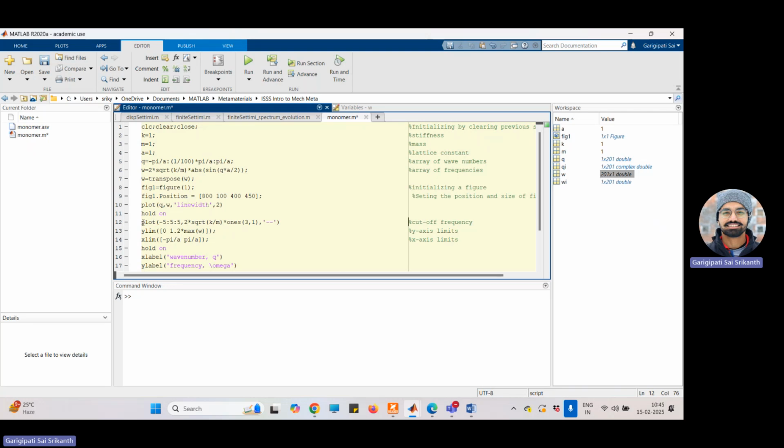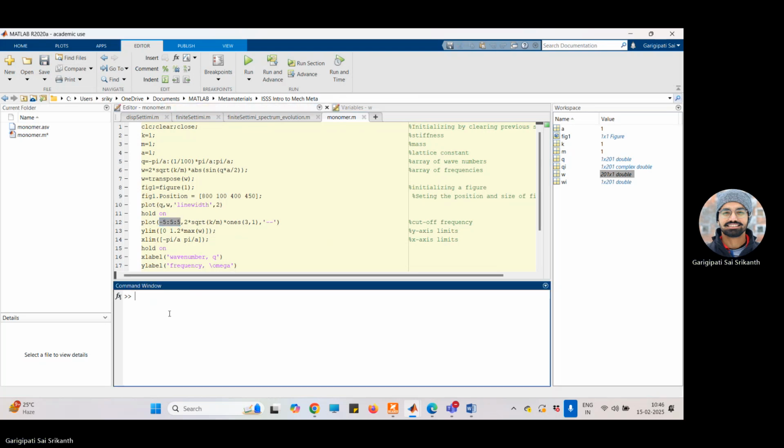I was just plotting the cutoff, which was calculated analytically. 2 square root k by m. And again, what are we doing here is see. So the x values, I'm making an array which goes from -5 to 5 with gaps of 5. So then that should be -5, 0, and 5. Right? Just for confirmation. This is the array.